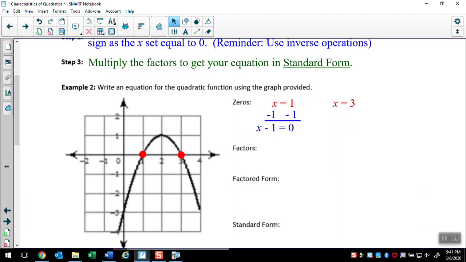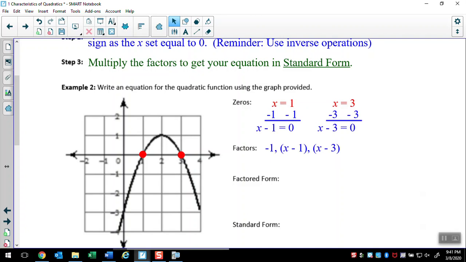And now I'm going to do the same thing here. I'm going to subtract 3 from both sides, and I end up with x minus 3 equals 0. My factors are that x minus 1 and that x minus 3.